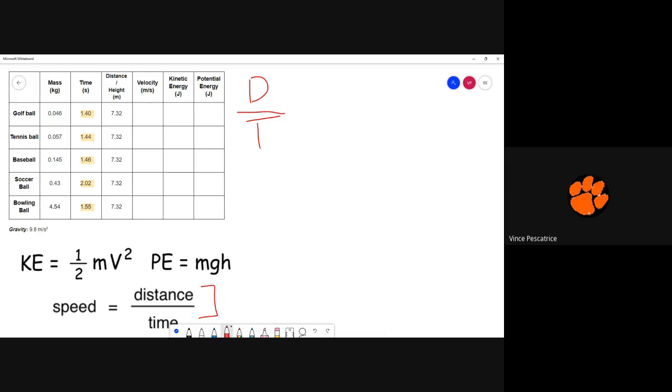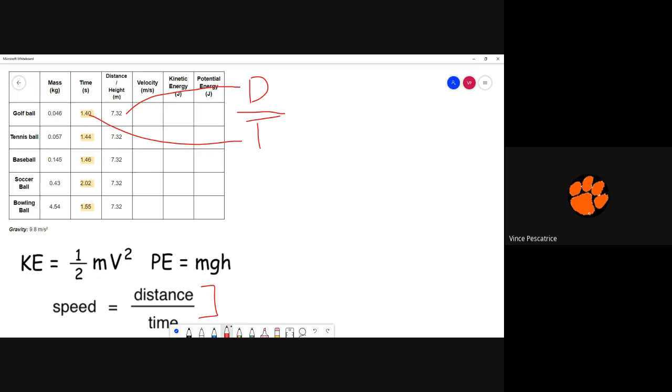To do that, you take the distance, and that goes on top, and the time goes in your denominator. Something I've noticed that students do is they just punch it straight in, the time first, then the distance. That's incorrect. Make sure you're putting it in with the numerator on top and the denominator on the bottom. So 7.32 is the height of the bridge in meters.